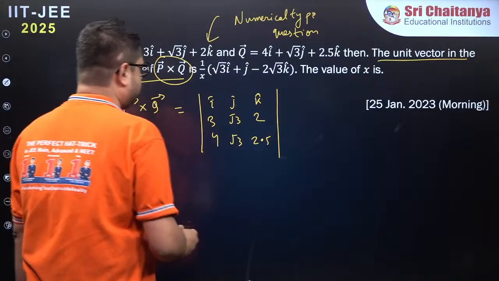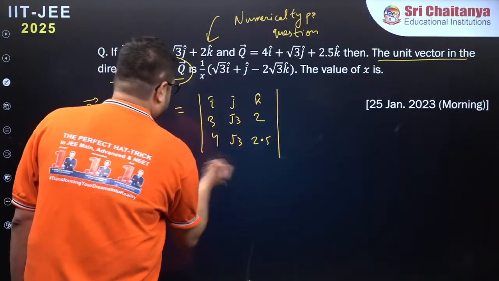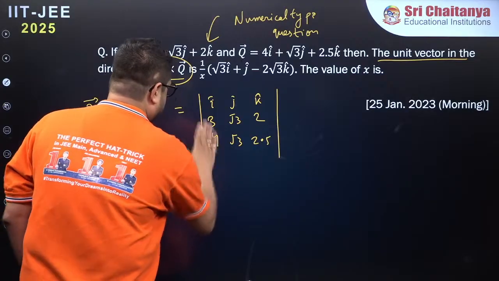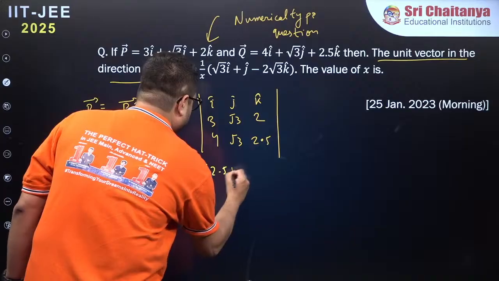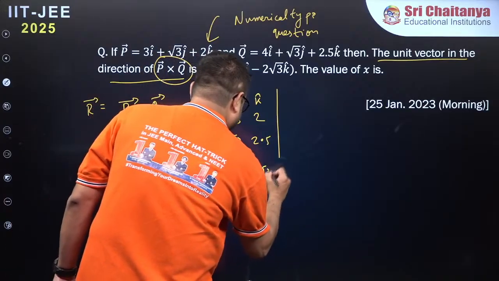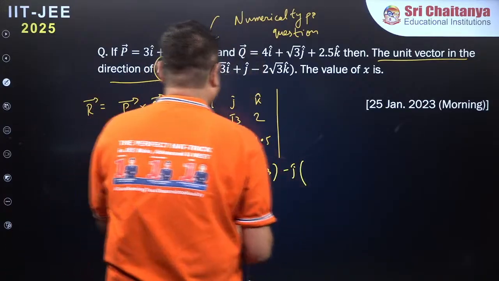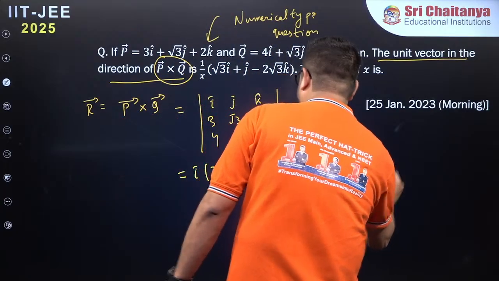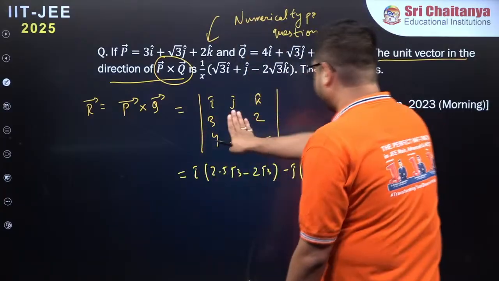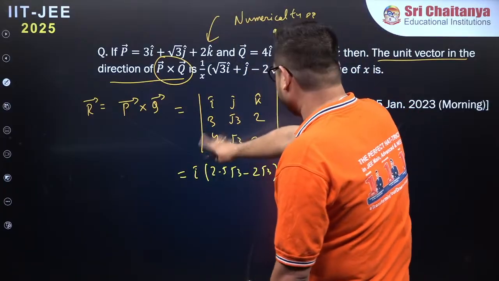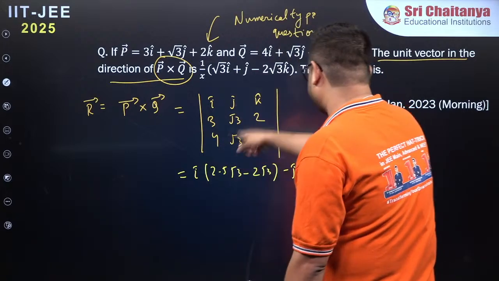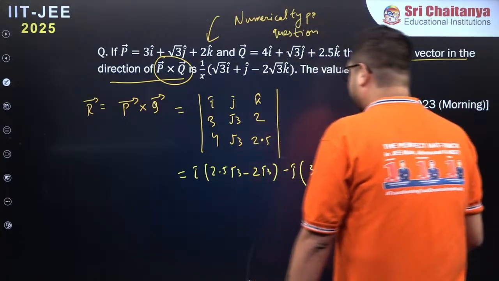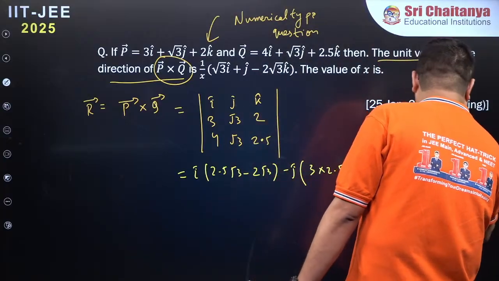What are you getting? Everyone, tell me. Write down the answer over there in the chat box. This is going to become i cap (2.5 root 3 minus 2 root 3), isn't it? Minus j cap, hiding the components beneath j cap, what will I be getting? 3 into 2.5 minus 4 into 2, isn't it? Cross multiply this while hiding the components beneath the j cap. Plus k cap over here I will have 3 root 3 minus 4 root 3, isn't it?